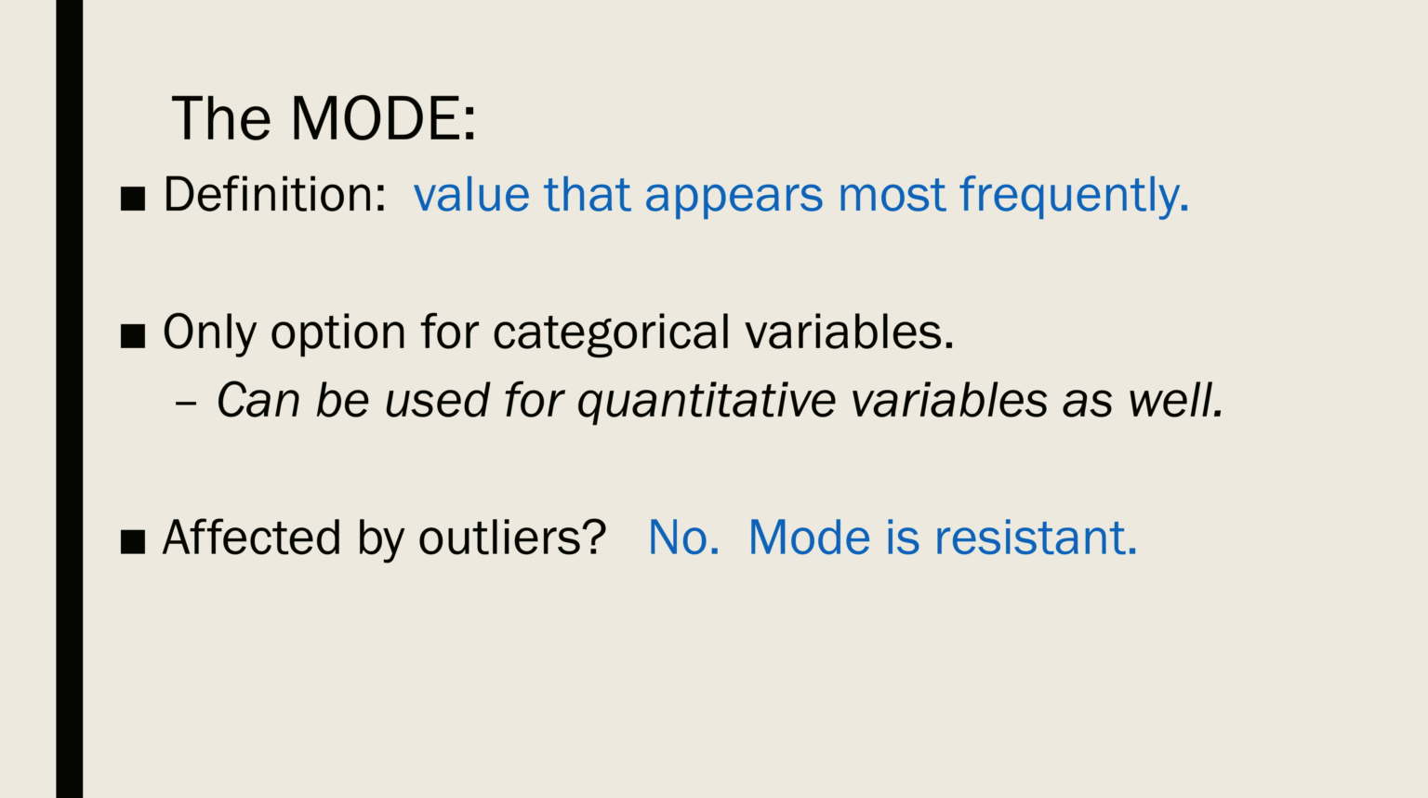The mode is the value that appears most frequently in a data set. It is the only option for a categorical variable. Mode can be used for quantitative variables as well. Is mode affected by outliers? The answer is no. Mode is resistant.